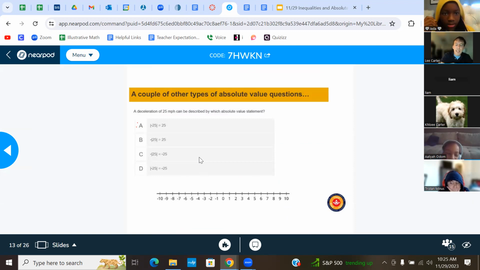The deceleration of 25 miles per hour can be described by which absolute value statement? Is this a non-draw? Okay, then thank you for telling me. Same thing here. Deceleration of 25 miles per hour, and it says absolute value statement. What you should be going for is that it's that far away from where it was going, right? So it would be the one inside right there, and absolute value is always positive. So you would pick A right here.